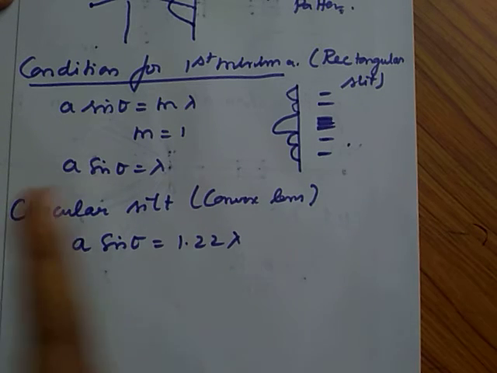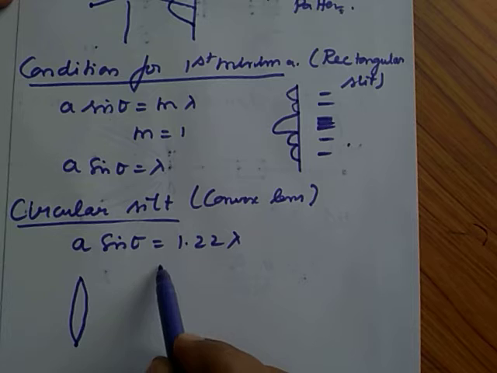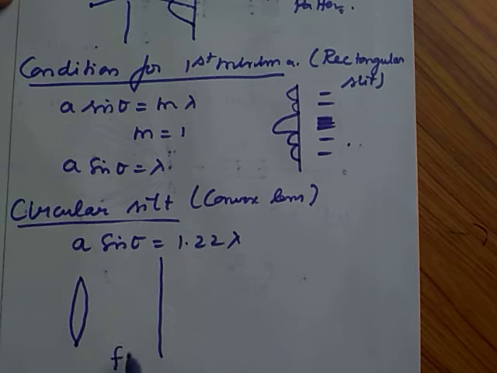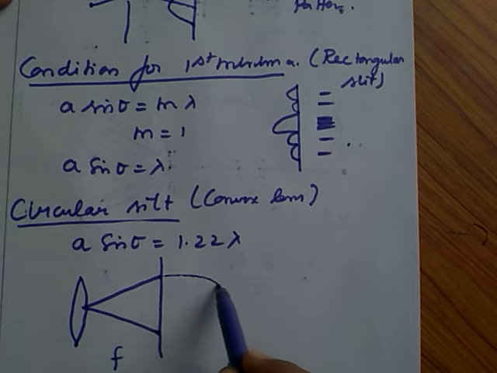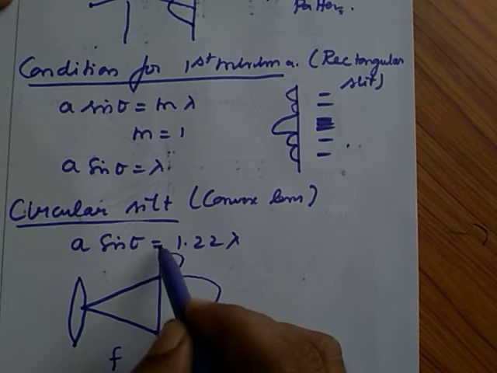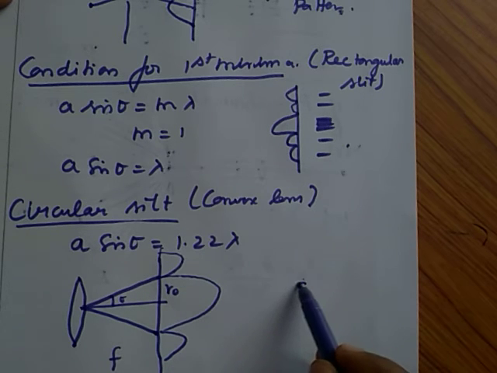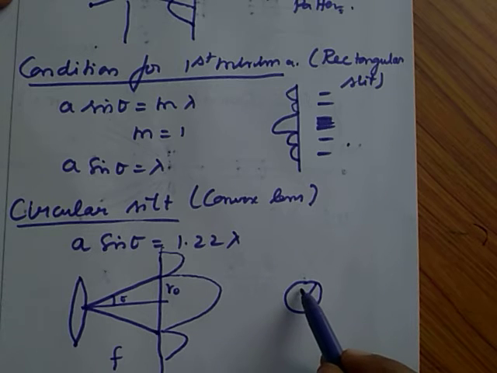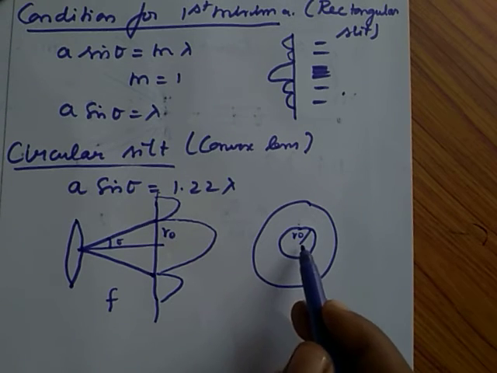Now in a circular slit, this is the circular slit, this is the screen, this is the focus of the slit. The rays are in this way. This is the central maxima, followed by the first order minima. This is angle theta, this value is f, and this is r naught, the radius of the central maxima. The pattern will be like this.